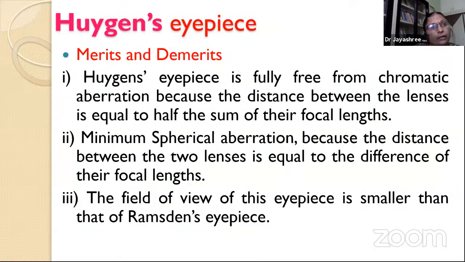Obviously, with two lenses having such focal lengths, the eyepiece is free from chromatic as well as spherical aberration, but sometimes it is due to defective formation. I have already mentioned minimum spherical aberration, because the distance between the two lenses is equal to the difference of their focal lengths. Aberration is nothing but the defects, drawbacks and errors arising in the image formation due to different kinds of causes.